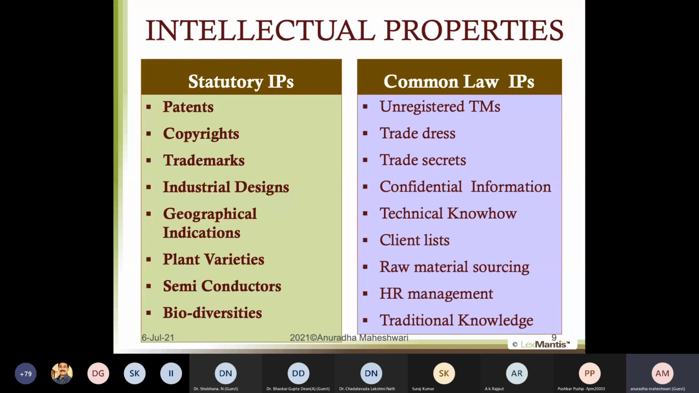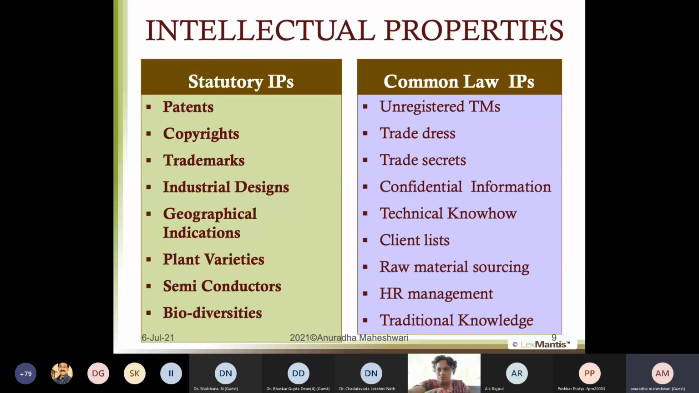We come now to more intellectual properties that are there. The 5 intellectual properties that we took are statutory rights, so there is a law for each of them. Along with that, we have the Plant Varieties Act, the Semiconductors Act, and the Biodiversity Act. But what is not covered by specific laws is covered under common law, that they are recognized. So there are unregistered trademarks, there are trade dress.